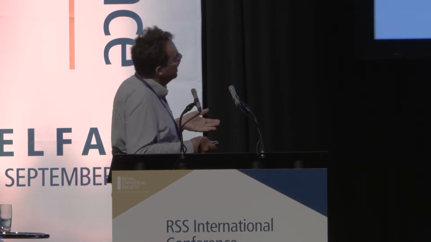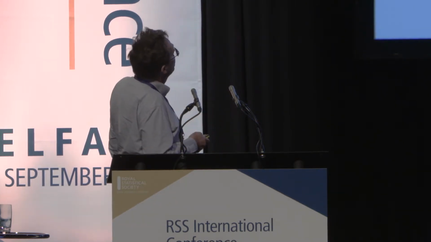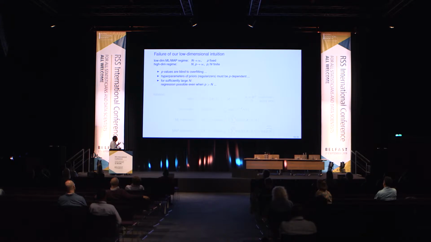There are all kinds of funny things happening when you have high-dimensional covariates. And remember, our intuition is always based on this low-dimensional maximum likelihood MAP regime, where the number of samples increases, but we keep the dimensionality of the parameter space fixed. In the high-dimensional regime, which we're interested in, we send both n and p to infinity, but at a fixed ratio.